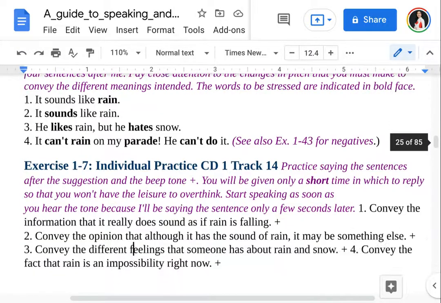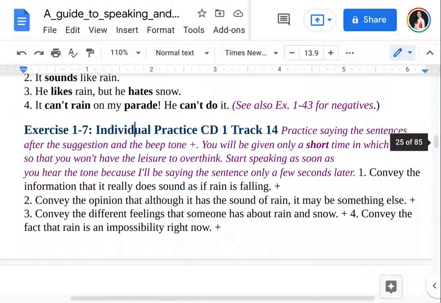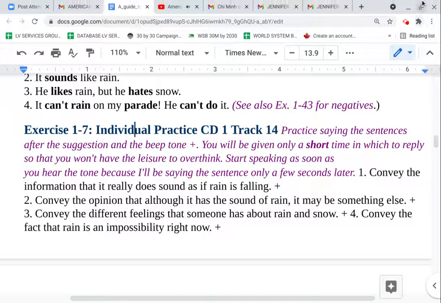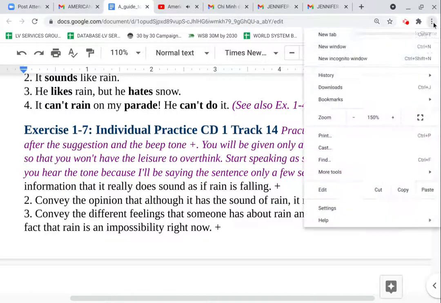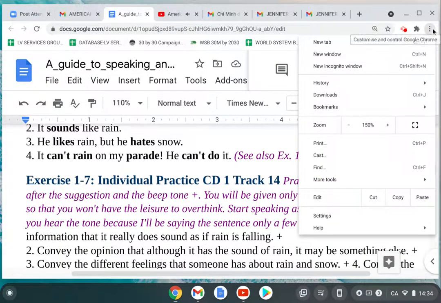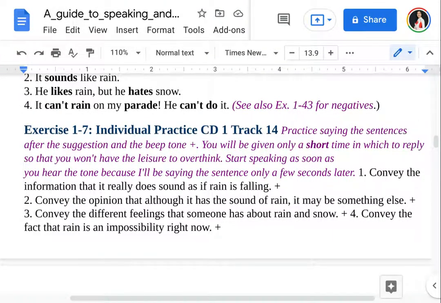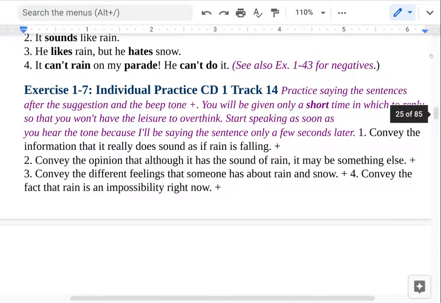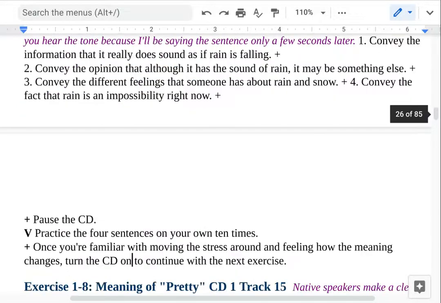Exercise 1-7. Individual practice. Practice saying the sentences after the suggestion and the beep tone. You'll be given only a short time in which to reply so that you won't have the leisure to overthink. Start speaking as soon as you hear the tone because I'll be saying the sentence only a few seconds later. 1. Convey the information that it really does sound as if rain is falling. 2. Convey the opinion that although it has the sound of rain, it may be something else. 3. Convey the different feelings that someone has about rain and snow. 4. Convey the fact that rain is an impossibility right now.